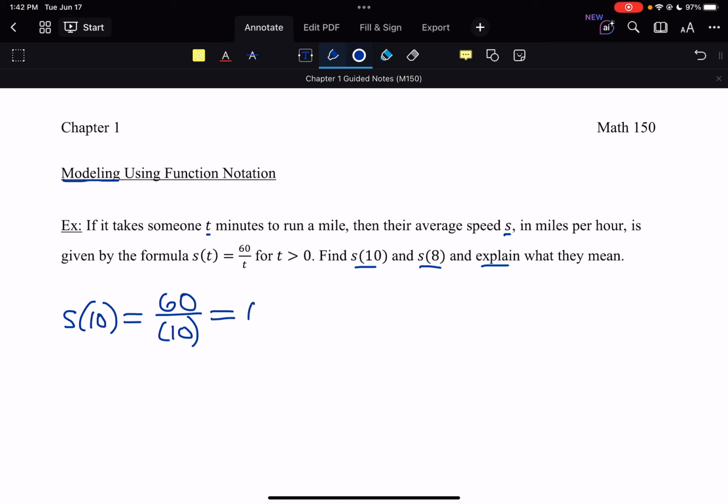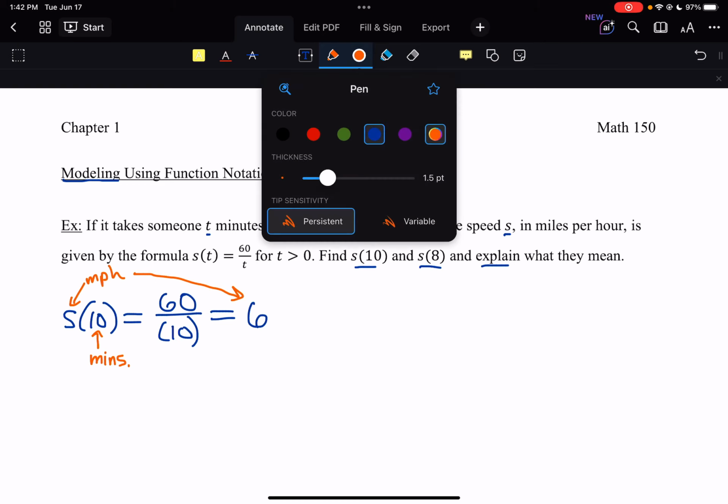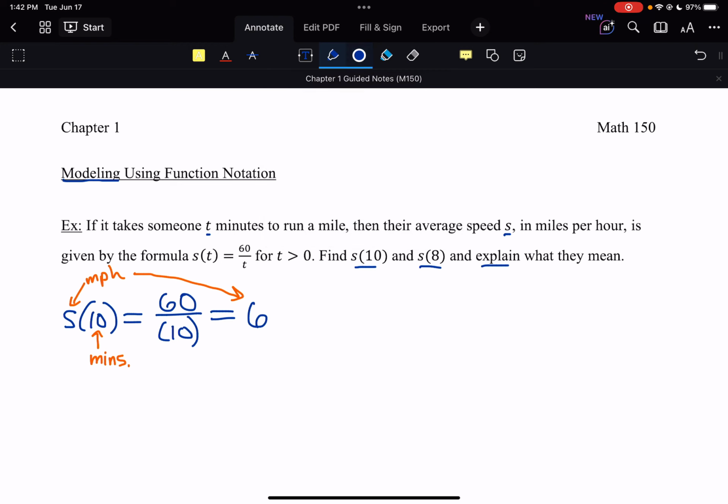60 over 10 simplifies to 6. So let's think about what all these are in here. 10 is the t value, right? So that's going to be in minutes. And s is going to be in miles per hour. And that's the value we just got for s. Okay, so our input of 10 produced an output of 6.